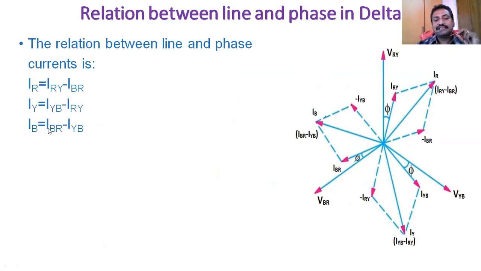Similarly, as per KCL, IB is equal to IBR minus IYB. See here, this is IBR, but this is minus IYB. The vectorial sum is represented as IB. But in this, we take only IR. So the vectorial sum of this is IR.